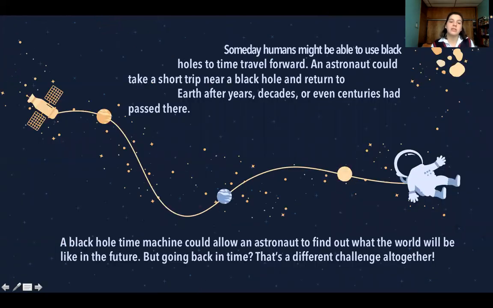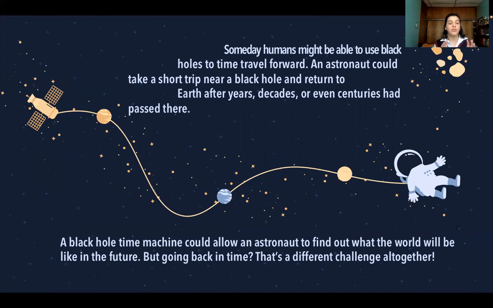Okay, this one I took from National Geographic. There's a couple of links at the end of the presentation that you can click on if you would like to know a bit more about it. Someday humans might be able to use black holes to time travel forward. An astronaut could take a short trip near a black hole and return to Earth after years, decades, or even centuries had passed there.